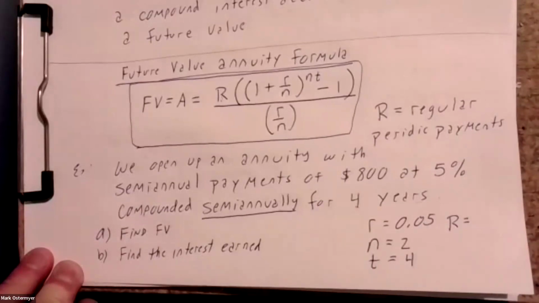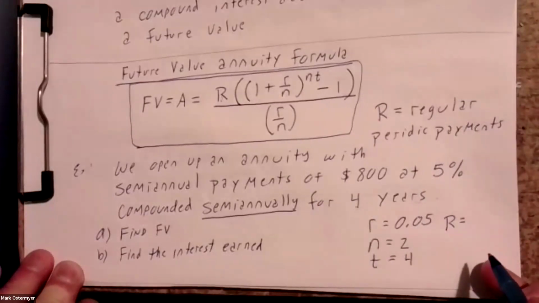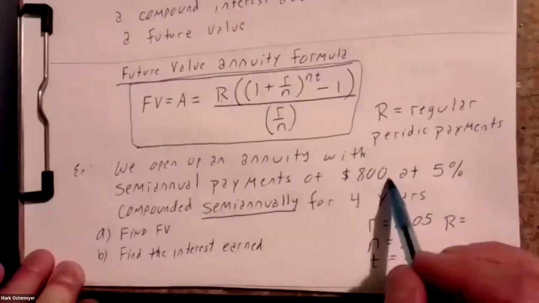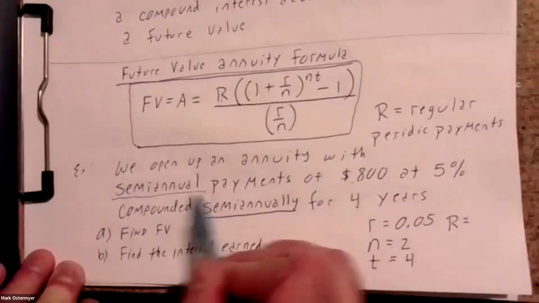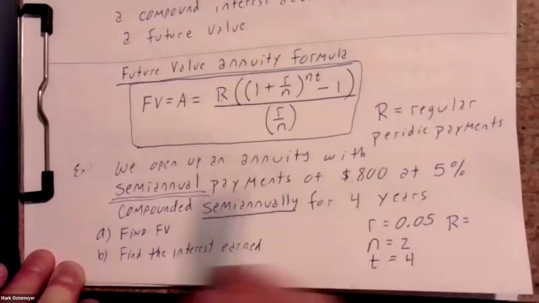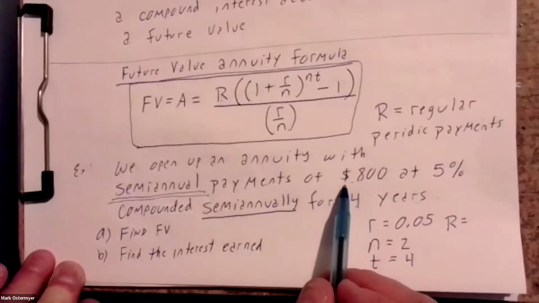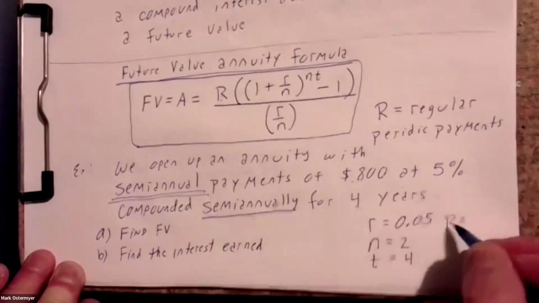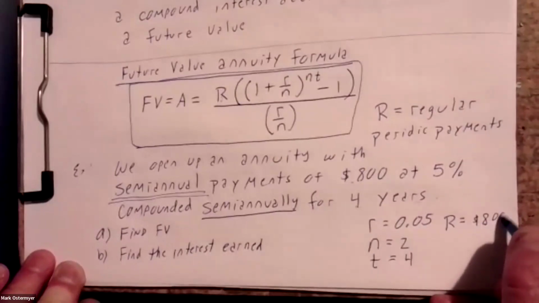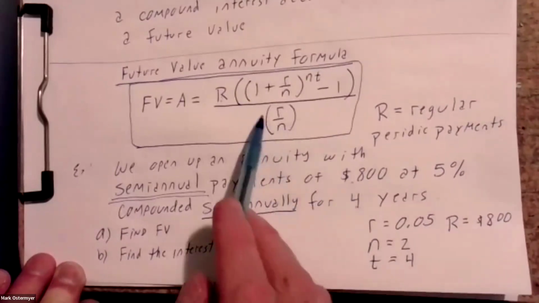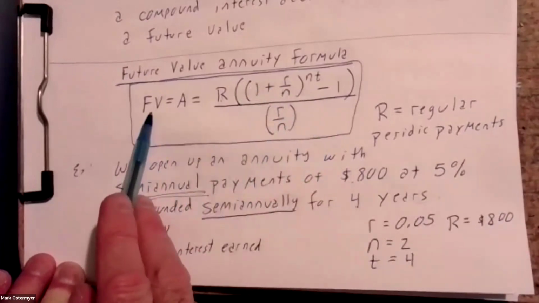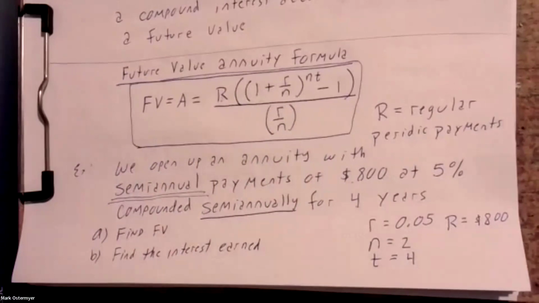Now, what's uppercase R? What's going to be our regular periodic payment that goes into this account? This annuity, excuse me. 800. $800, and that will be paid how many times per year? 2. Semi-annual means twice per year. Twice per year, we're going to pay into this annuity $800. So probably at the end of each 6-month period, correct? We will pay in $800 into this annuity out of our pocket. That's the periodic payment. Okay, all we gotta do is plug in everything we know into this formula, ladies and gentlemen, get on our calculator and dial it up. We'll have our future value at the end of 4 years.